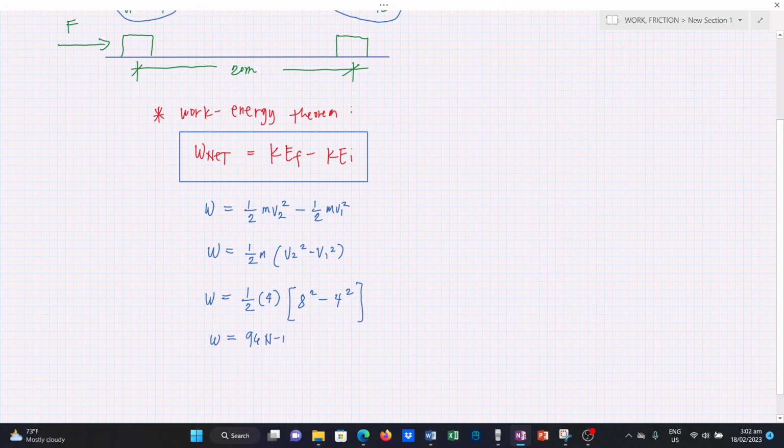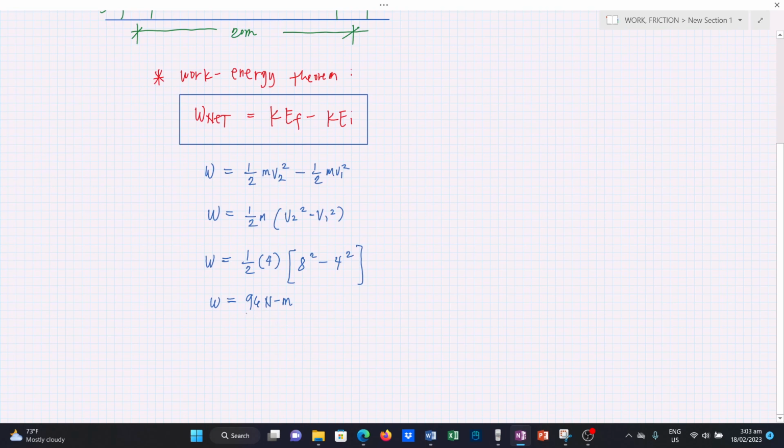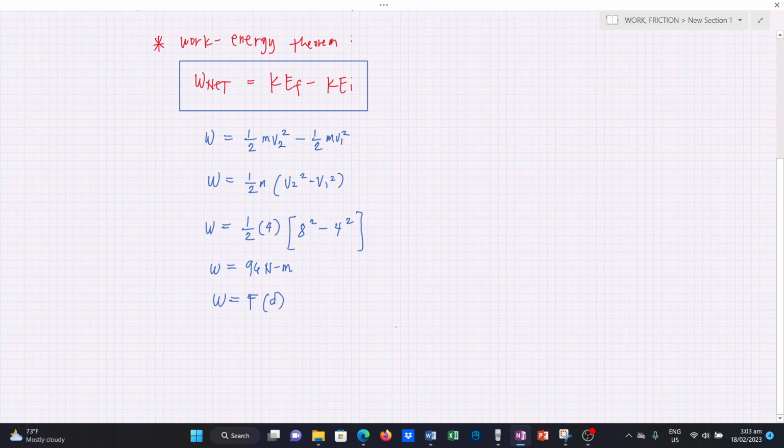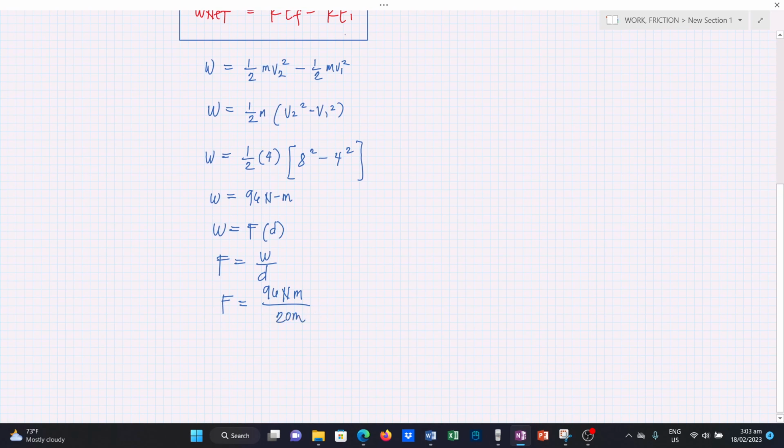96 Newton meter. Eh, hindi naman yan ang pinapahanap sa atin class. Ang pinapahanap sa atin is yung force exerted to the object. But we know, class, na yung work is equal to force times yung distance, di ba? Therefore, force is equal to work over distance. E nakuha na natin work eh. Therefore, force is equal to, ang work natin is 96 Newton meter over yung distance na tinravel niya is 20 meters. Makakancel tong meters, kaya ang matitira na lang dyan is Newton. So, tama yan. Force is equal to 96 over 20.